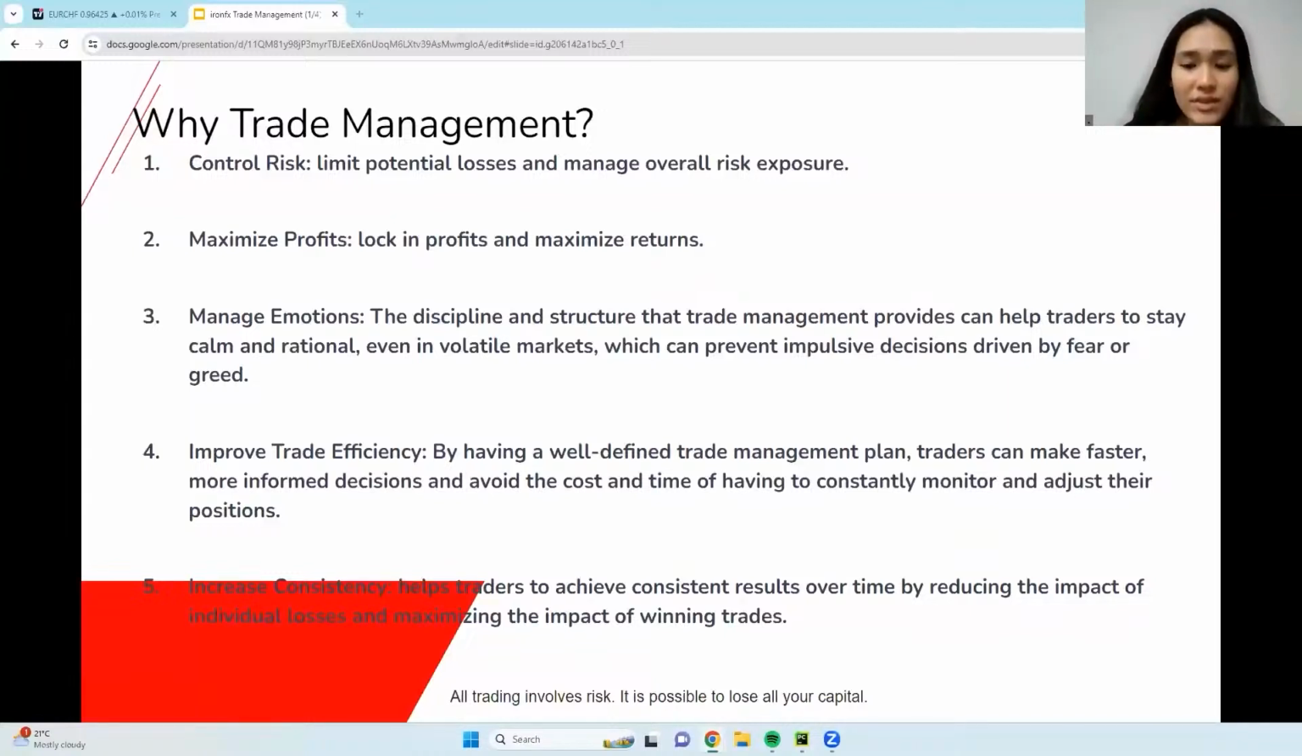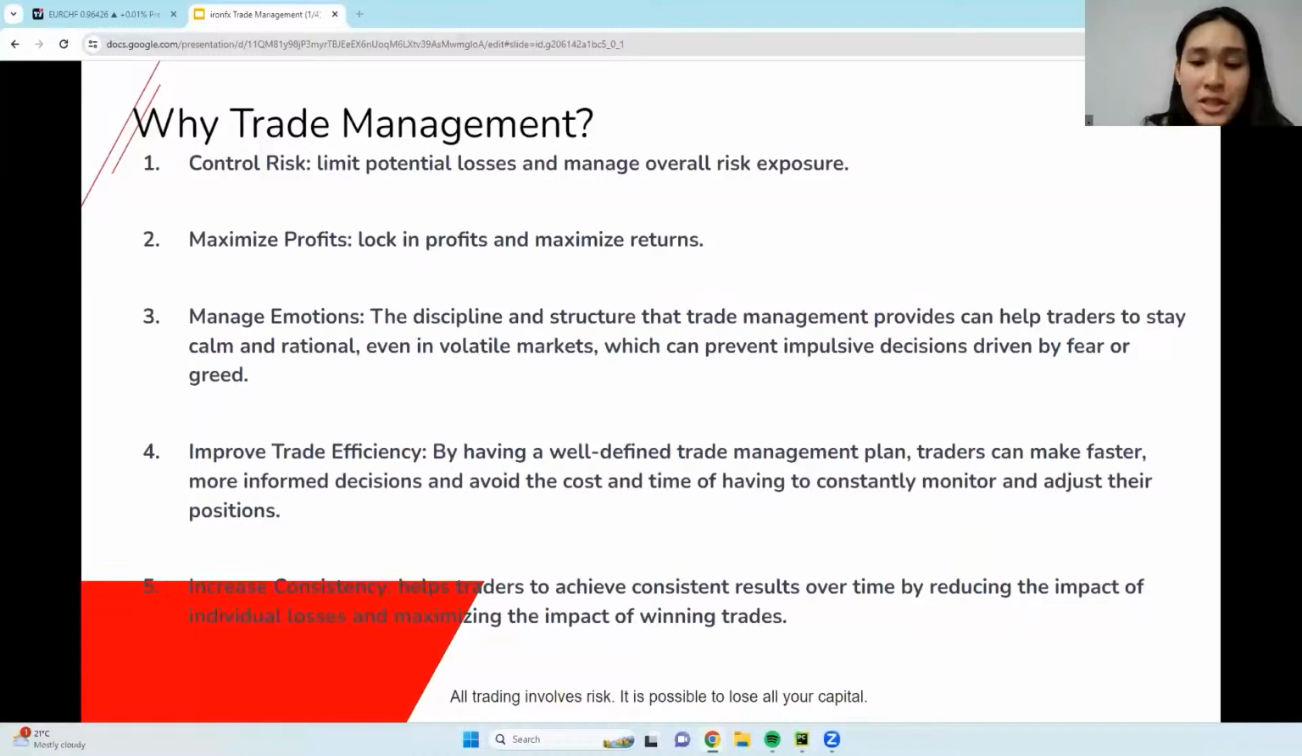Fourth, improve trade efficiency. By having a well-defined trade management plan, traders can make faster, more informed trading decisions, and avoid the cost and time of having to constantly monitor and adjust their positions. For many traders who have full-time jobs, with a proper trade management strategy, you can lock in your trades and ensure your stop loss and take profit levels maximize your profits, and then just go about your day and come back at the end of the day to check your results.